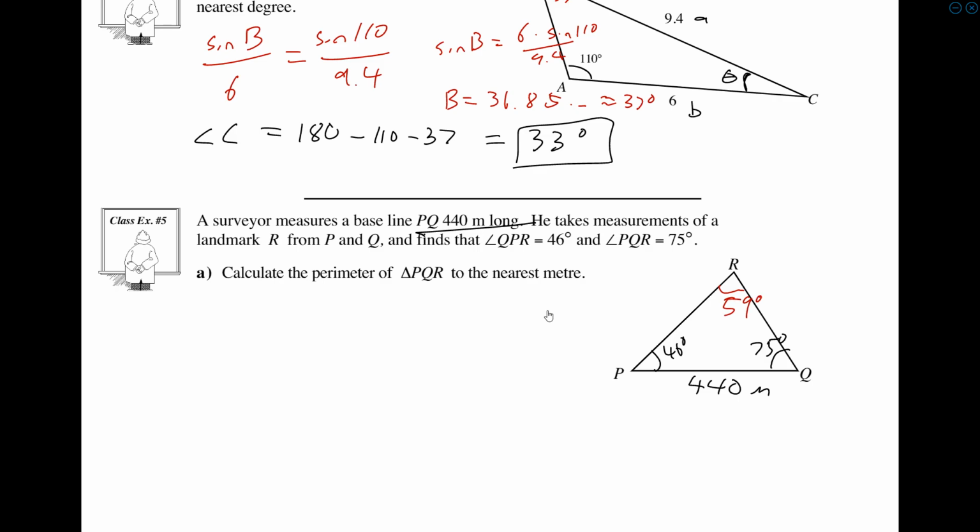Okay. And if that's the angle, now which side should I find first? Let's call this side R, let's call this side Q, let's call this side P. So I need to find both sides Q and P. Let me go to P first. P over sine 46 equals, we'll use our R relationship here. So R is 440 over sine 59.